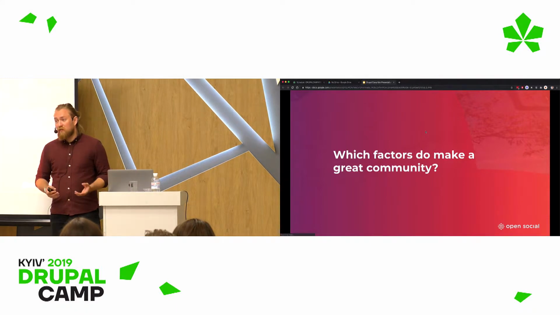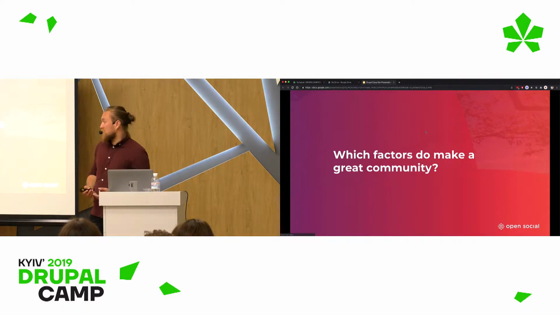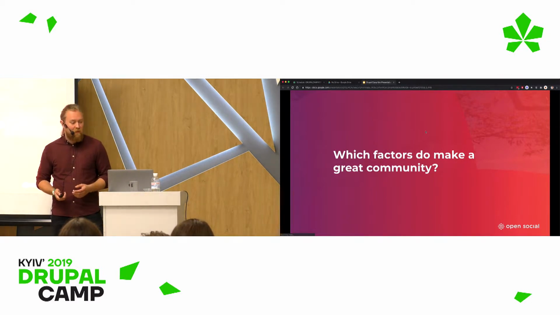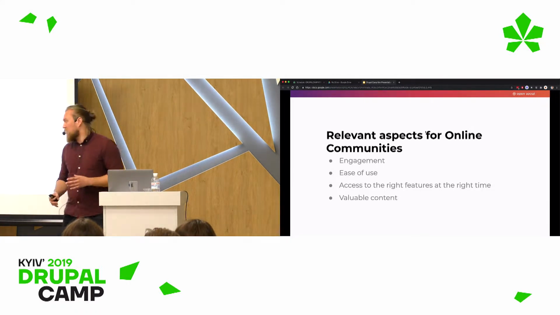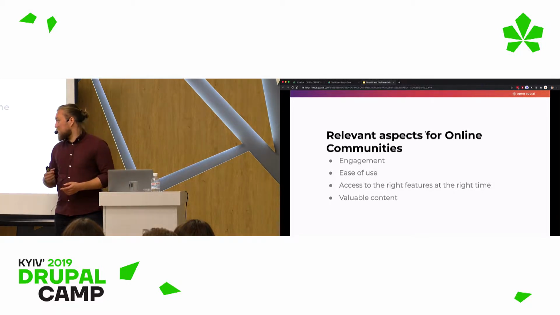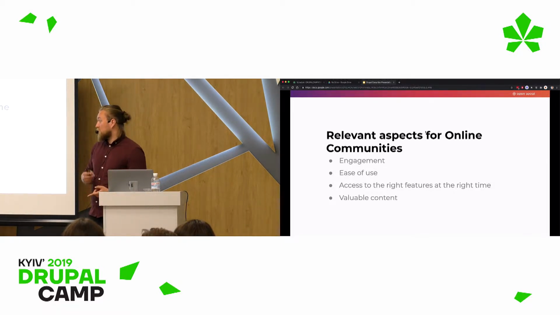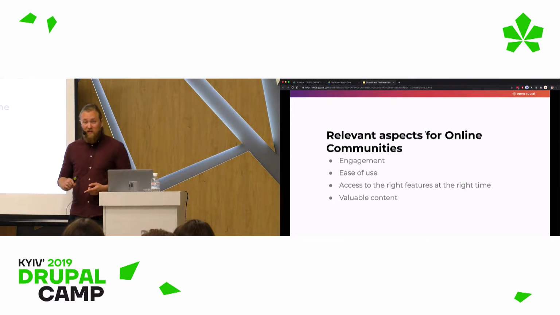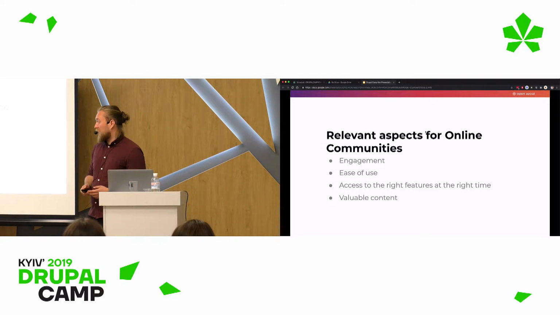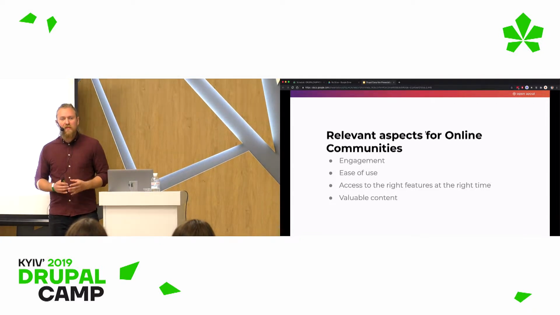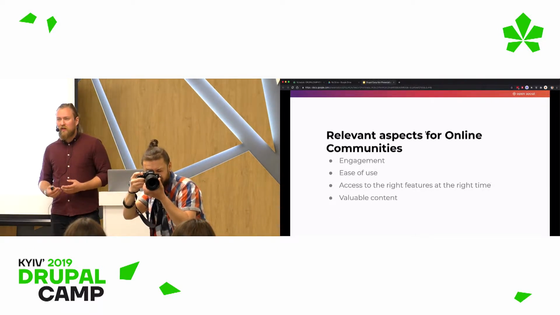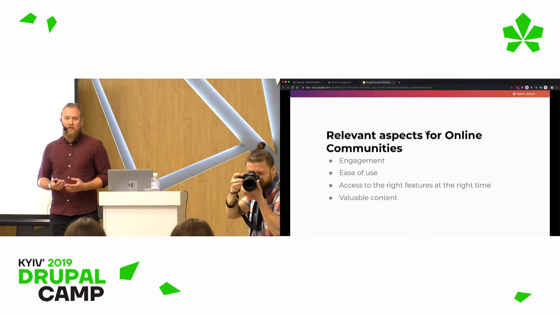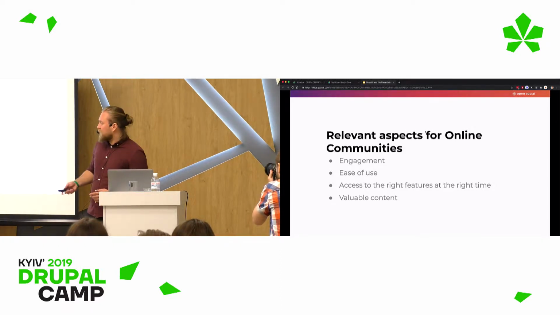To determine how to set up a community for success, first you have to determine what a successful community is and what makes a great community. It's a very complex topic that could be a talk of its own, but to summarize, what we see is that engagement is very important, ease of use is very important, access to the right features at the right time is very important, and that the community has valuable content. Especially the last one is a bit tricky because it's usually in the hands of your client and not so much yours, but I will touch on this later: how you, as a tech provider, can enable your client to create valuable content.